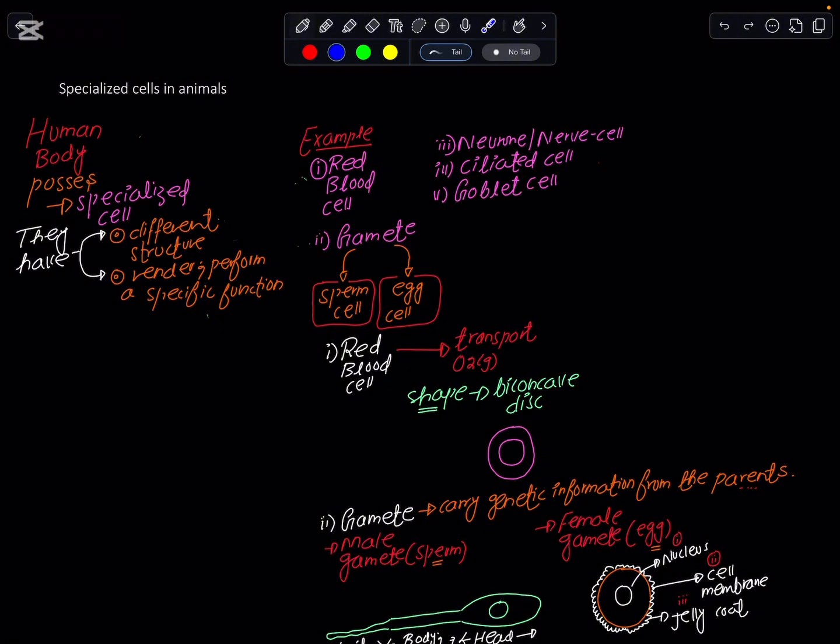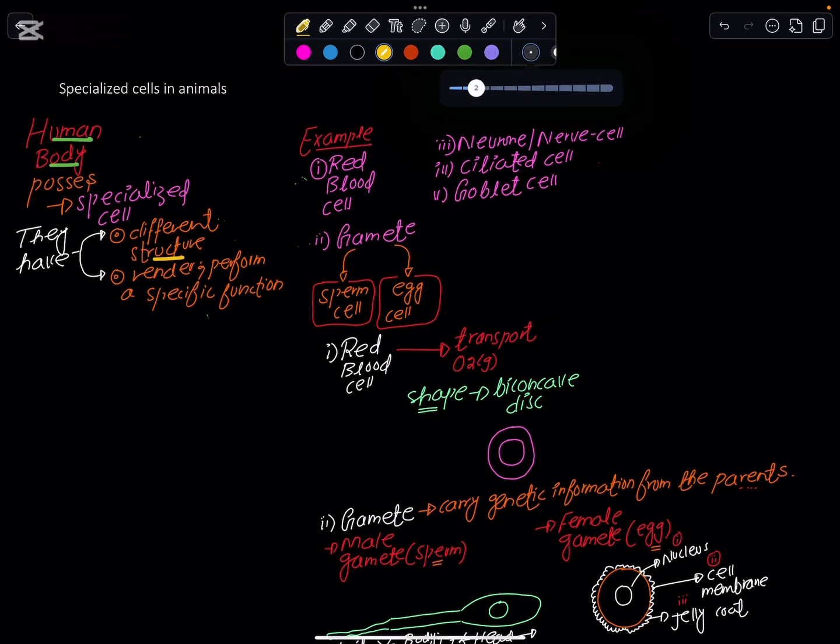Likewise, when we look at our human body, it has some special cells in it, and those cells have two things associated with them. The first is that they have a special structure, and that special structure allows them to render a special function. So you should keep in mind that a specialized cell has a different structure and performs a different function.